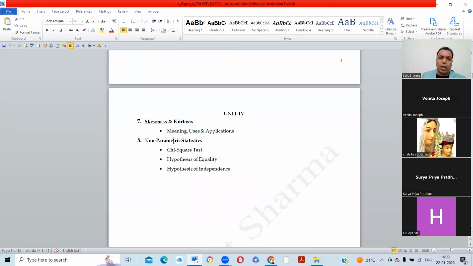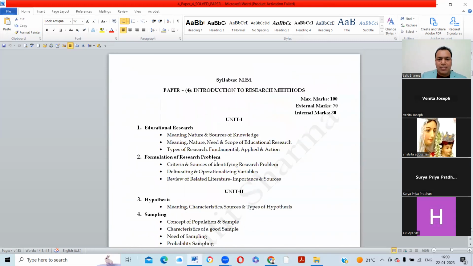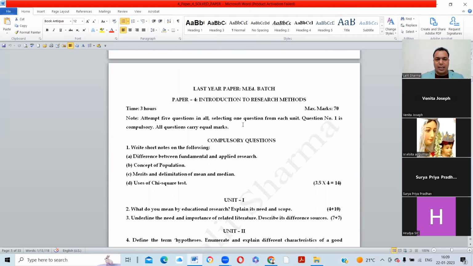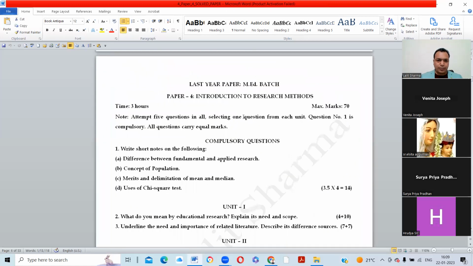And last is non-parametric statistics. Under non-parametric statistics, mostly questions would come on the chi-square test: the uses of the chi-square test, the hypothesis of equality and the hypothesis of independence, right, guys? So in today's lecture, I am discussing with you the whole syllabus of the paper 4 research paper, as well as we will discuss the last year paper. You can see on your screen, this is the last year paper.